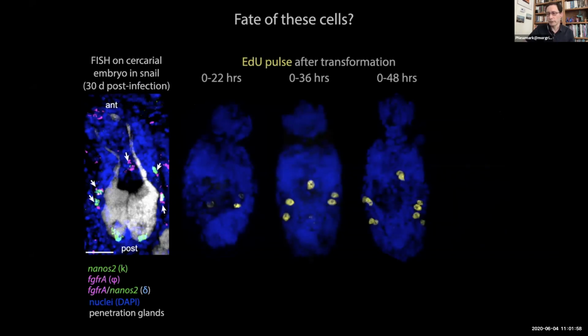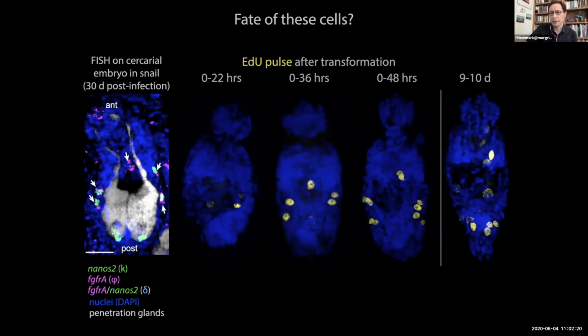If you look within the first day and a half, what Jay found was reproducibly this handful of cells, pair on either side, and this cell at the midline, that were entering S phase and were beginning to replicate. If you carried this out a little bit longer, you could actually see these cells replicate and basically double. And interestingly, if the pulse was done later after transformation, in this case 9 to 10 days post-transformation, what Jay saw was another population at the posterior that had begun to proliferate.